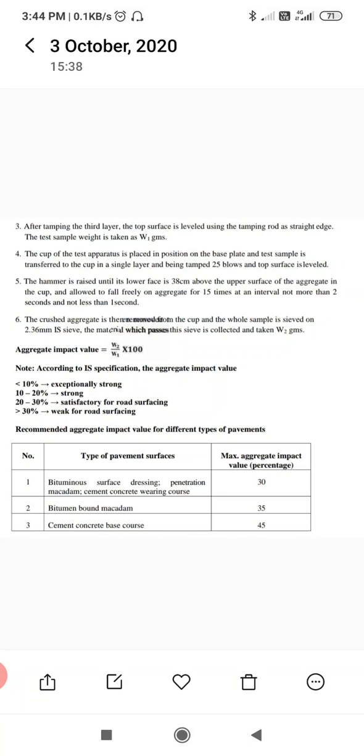The recommended aggregate impact values for different types of pavement are given in the table below. The first one is bituminous surface dressing and penetration macadam, and cement concrete wearing course. Wearing course means the top surface of the concrete. The maximum aggregate impact value should be 30%, so that kind of aggregate you have to use. The second one is bituminous bound macadam, 35%. For cement concrete base, you have to use 45%. So this is as per the standard.